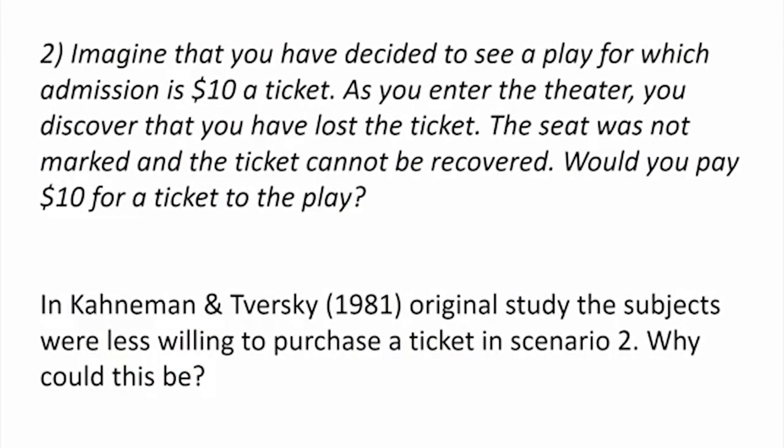And this is what Daniel Kahneman and Tversky also found out. In Kahneman and Tversky's 1981 original study, the subjects were less willing to purchase a ticket in scenario 2. Now, why could this be? This could be because the $10 they spend in option 2 will come from the psychological account which is assigned to the ticket. In the first case, the probability of losing a $10 bill is very high, since it could have been lost anywhere, and so you will buy a ticket. But in the second case, the value was assigned to the ticket, and since you have lost the ticket, you are not going to put any more money onto it. This is called psychological accounting.